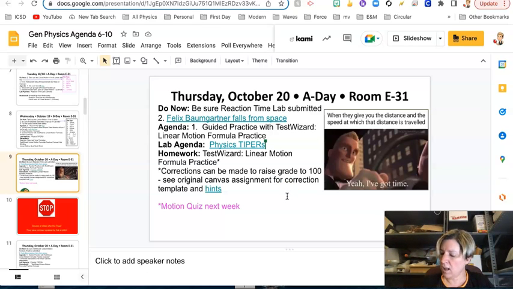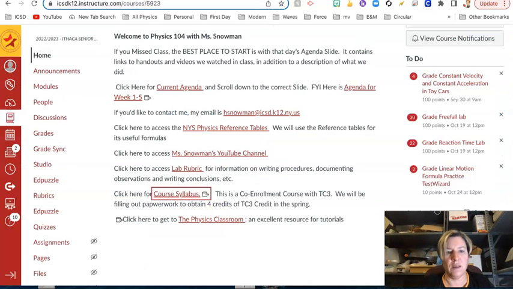Okay. Let's go back to this and let's talk about the syllabus for this class. All right. So the syllabus for all of the TC3 General Physics 104 classes is very similar. And that's because that course can be used for credit across the state at any SUNY school or community college in New York State. And other places may accept it as well. So let's take a look at that course syllabus.